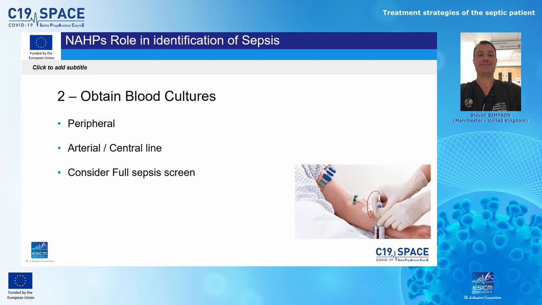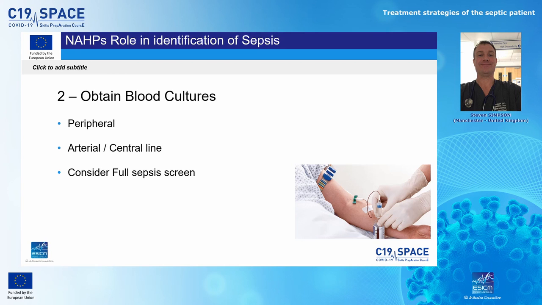Two, obtain blood cultures. Blood cultures need to be taken as quickly as possible, and more than one set of cultures should ideally be taken. A peripheral stab using ANTT should be taken, and if a patient has a vascular device such as an arterial line, central line, or maybe a hemofiltration line, then cultures should be taken from these lines also.